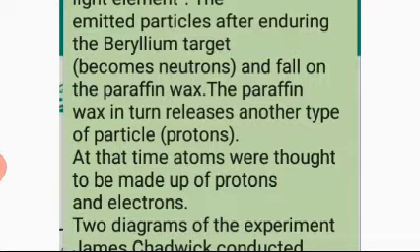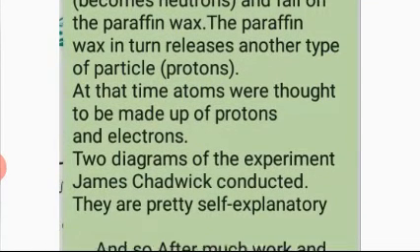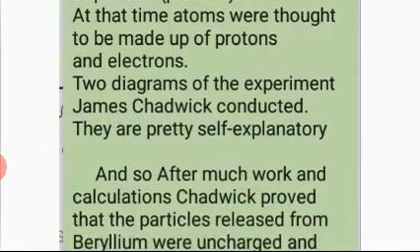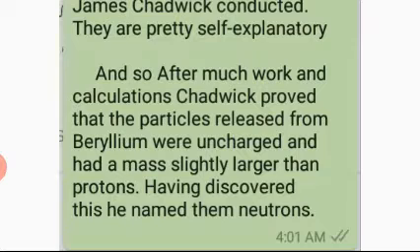At that time, atoms were thought to be made up of protons and electrons. The diagram of the experiment James Chadwick conducted is pretty self-explanatory, and involved much work and calculation. Chadwick proved that the particles released from beryllium were uncharged. Uncharged means they are neutrons and had a mass slightly larger than a proton. Neutrons are somewhat heavier than protons.